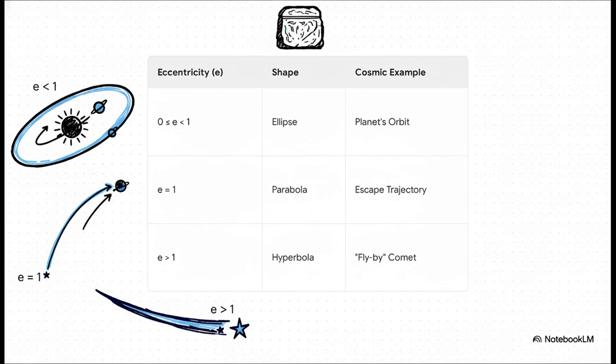If E is less than 1, you get a closed, stable ellipse, kind of like Earth's orbit. If E is exactly 1, you get a parabola. That's the path an object takes to just barely escape gravity. And if E is greater than 1, you get a hyperbola. Whoosh! That's the path of a comet, just slingshotting through the solar system, never to return.